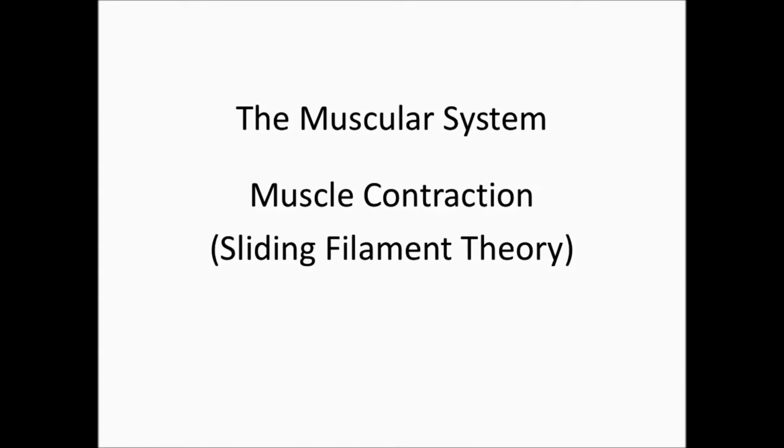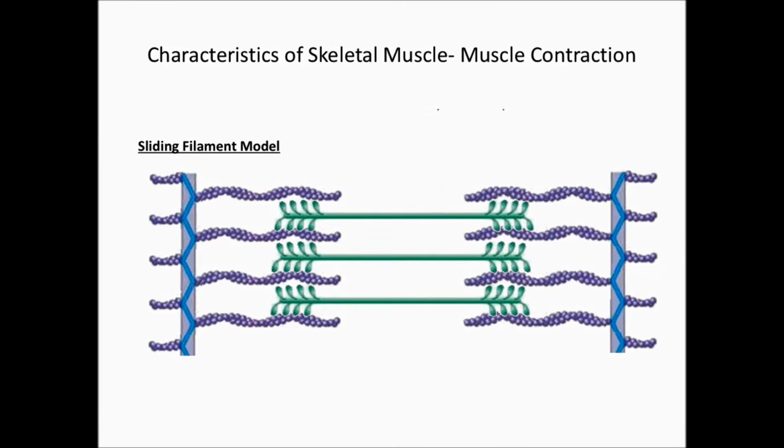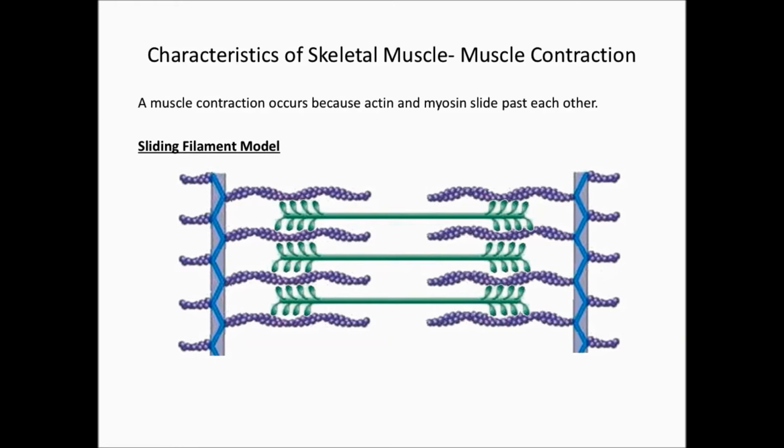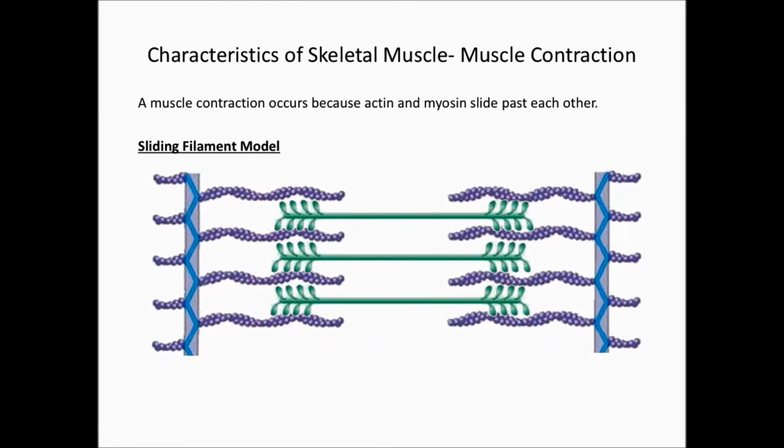In this lecture, we're going to discuss the process of a muscle contraction. We will begin with the initiation of the muscle contraction at the neuromuscular junction and end with the interaction between the actin and myosin myofilaments. A muscle contraction occurs because actin and myosin slide past each other. We call this the sliding filament model.